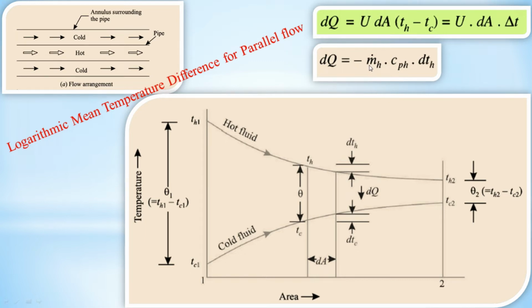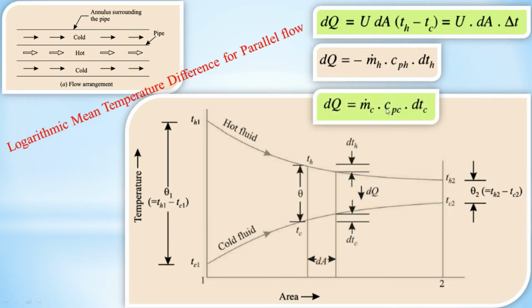Here, m dot h means mass flow rate for hot fluid, Cph means specific heat of hot fluid, and dTh means temperature difference for hot fluid. Same as for the cold fluid, the cold fluid will receive the heat, so here we are considering a positive sign, and m dot c means the mass flow rate for cold fluid. This is the specific heat of cold fluid and this is the temperature difference for cold fluid.